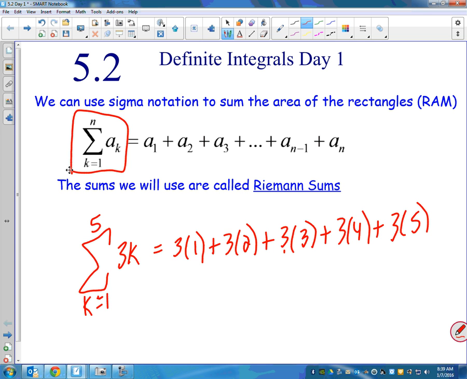You're not really going to be doing summation notation, but I just want to show you that this is going to come up in our proof, so I wanted to remind you of that. And when we add these rectangles up, instead of calling it RAM, rectangular approximation method, the more accepted word in calculus is to say a Riemann sum.